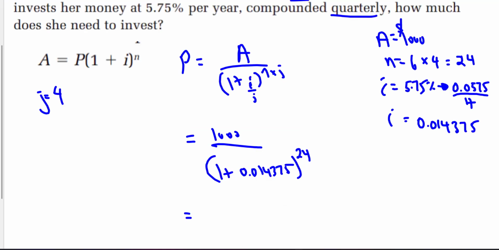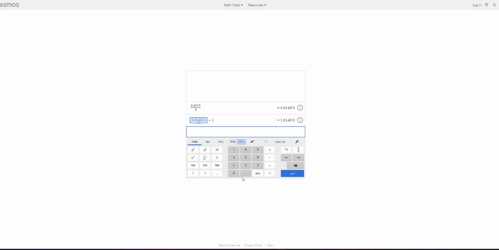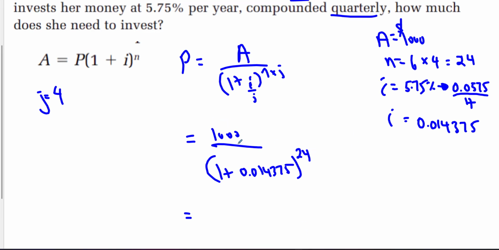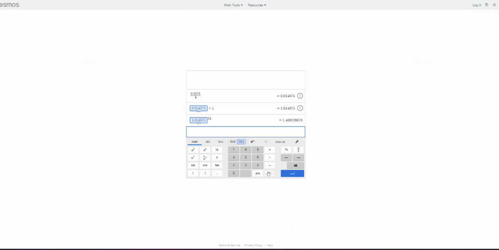So we got answer plus 1. Now to exponent. So answer to the exponent, 24. So yes, I did it to the time, and 1,000 divided by that. So 1,000 divided by answer equals this. $709.96.